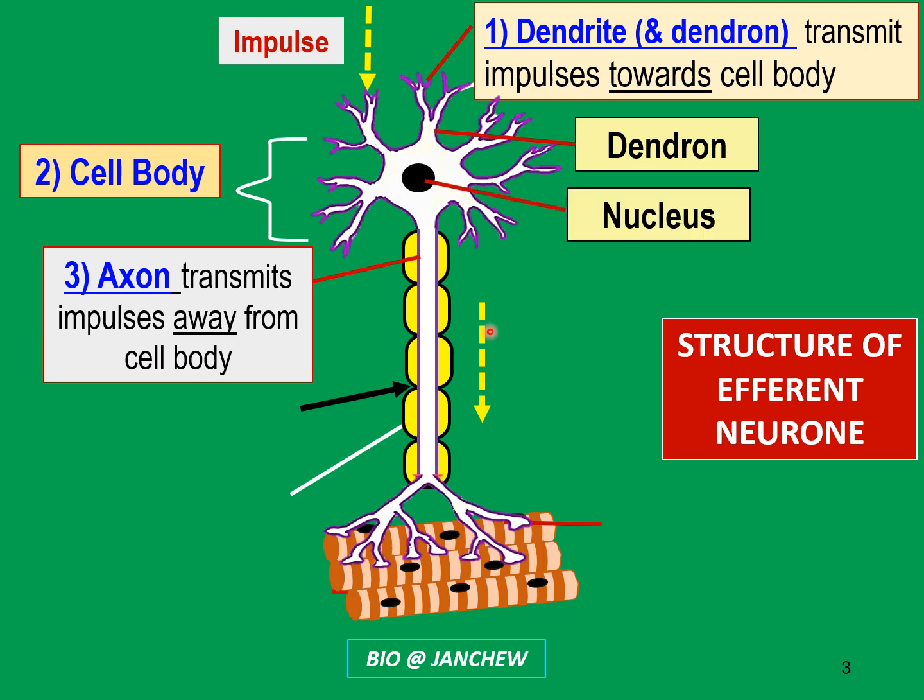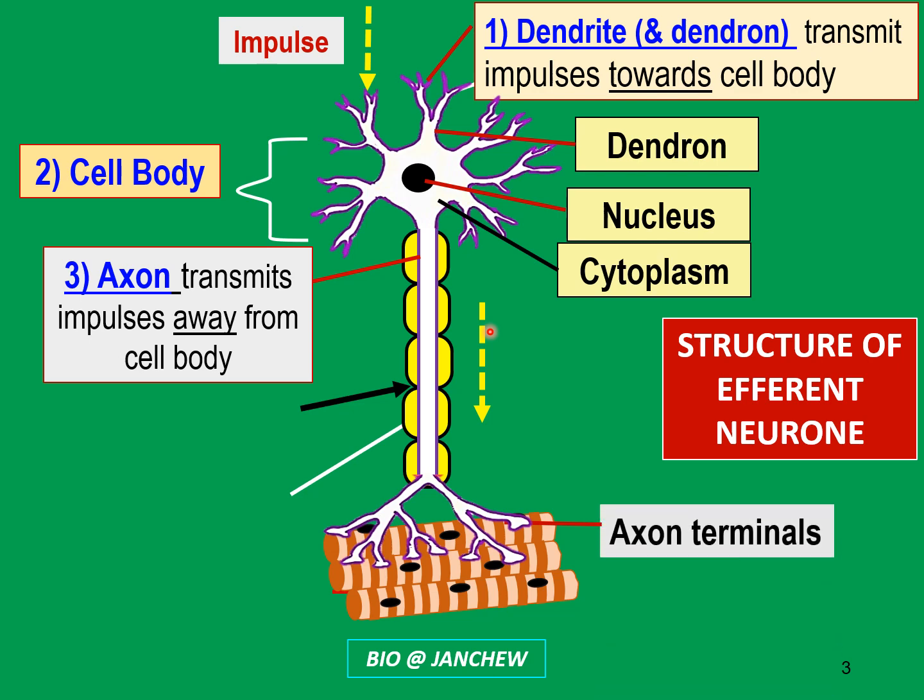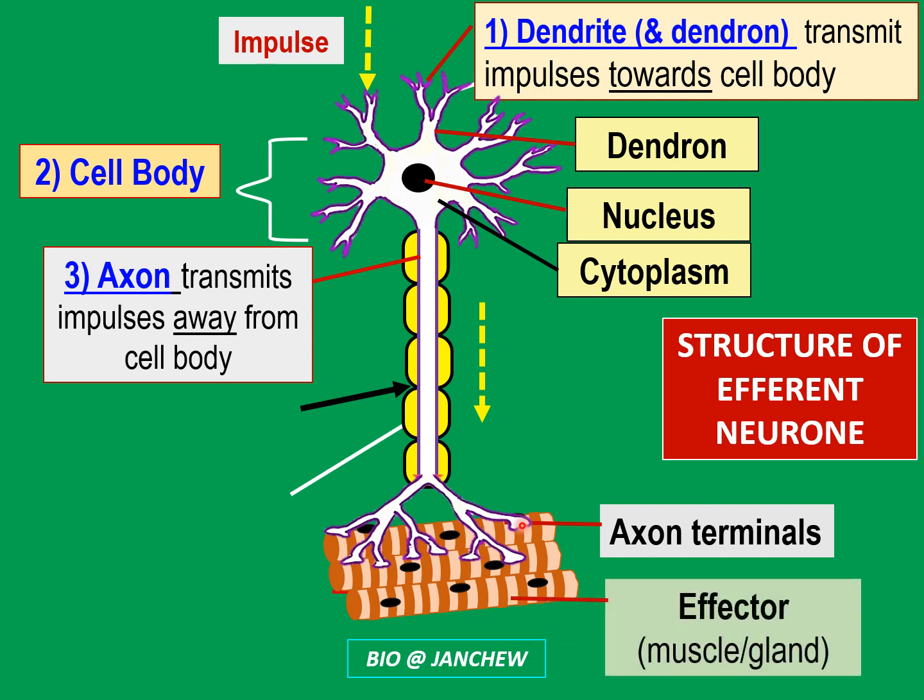Now, okay, the cell body consists of the nucleus and the cytoplasm. Okay, then the axon branches out a bit at the ends and then forms the axon terminals, where there is like a swelling or a bulge here. And then the axon terminals are connected to the effectors. So the effector here is the muscle. It can also be a gland. And after the impulse reaches the effectors, the effector will respond. For example, the muscle may contract.